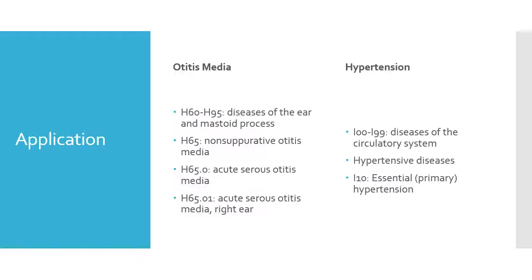Let's try this again with hypertension. You need to go to the chapters on diseases of the circulatory system, so you go I00 to I99. You know it is a hypertensive disease, so you go to I10. Now notice that this is only 3 characters. This is because essential primary hypertension cannot be broken down further into anatomical site or etiology.